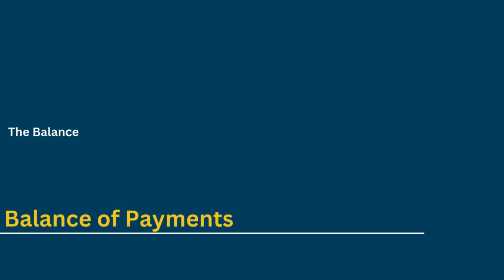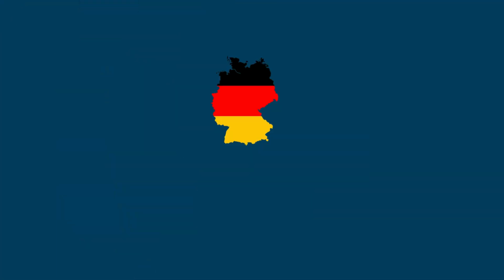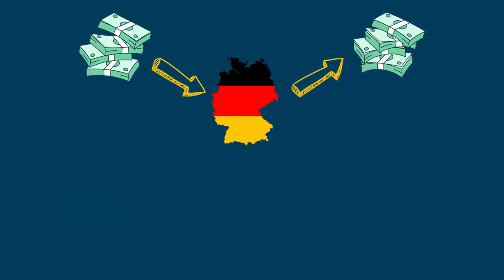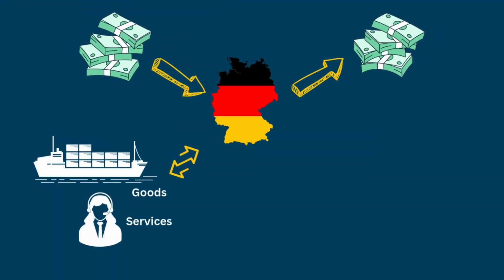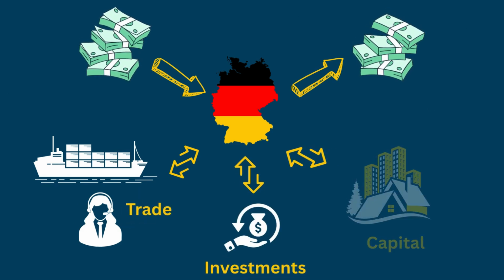The balance of payments records all the economic transactions between a country and the rest of the world. It tracks the inflow and outflow of money associated with transactions related to movement of goods and services, which is called trade, along with investments and capital.